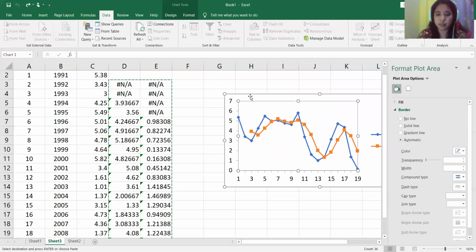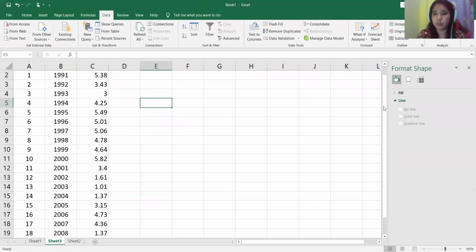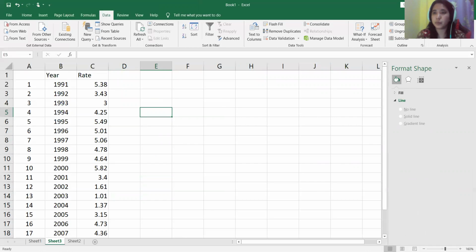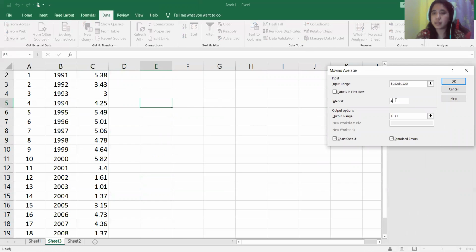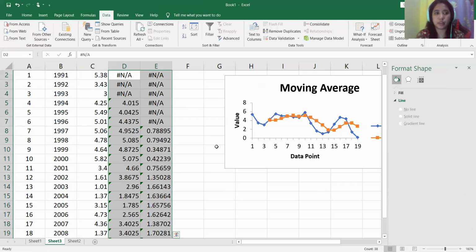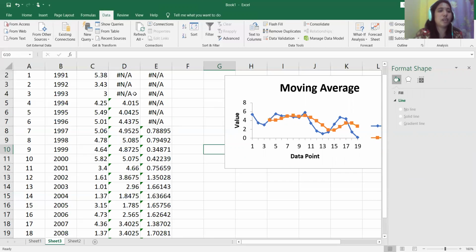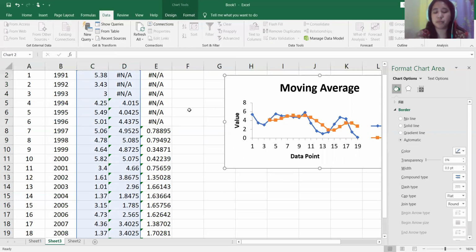Okay, so let us consider generating it by placing number 4. So data analysis, moving average, click OK. We already selected the data, place number 4, and then for the output range, let us place it. Okay, so this is the data set now. It will include the four data here: 5.38 plus 3.43 plus 3 plus 4.25 divided by 4, it is 4.015. So this is how to generate our values for moving average. And this is also our chart.